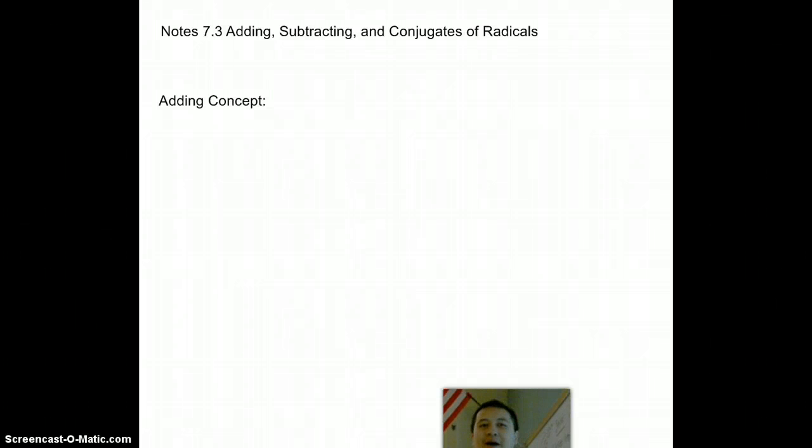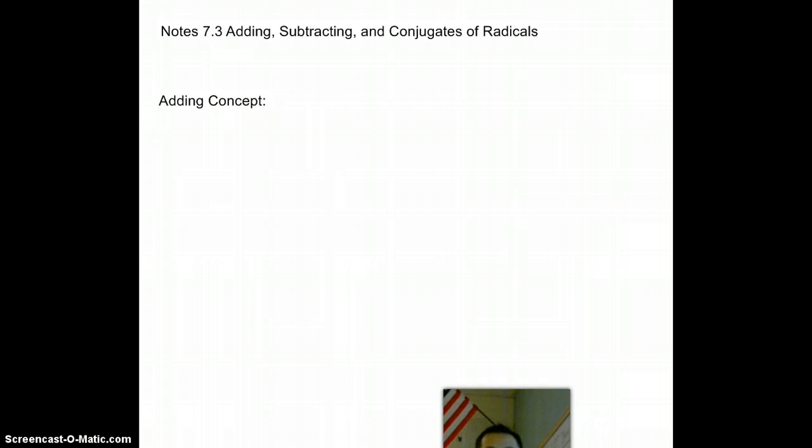So today we're going to learn about adding, subtracting, and conjugates of radicals. We already learned how to simplify radicals, and yesterday you learned how to multiply and divide them. Today we're going to learn how to add and subtract. Before we start, we have to break down the conceptual understanding. If you really understand how to add and subtract, then radicals are not that different. It's pretty much the same thing.